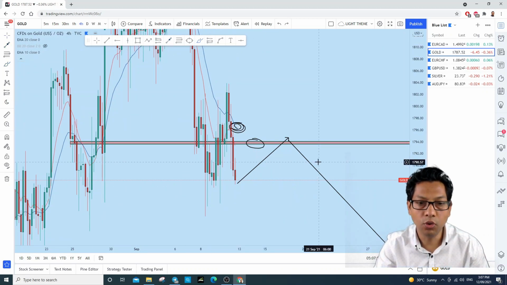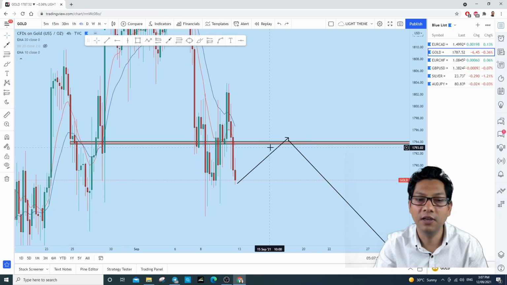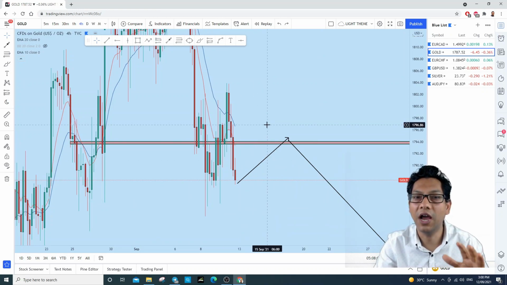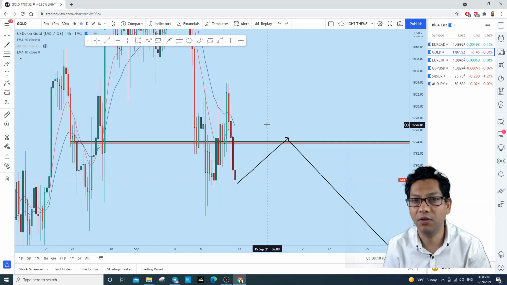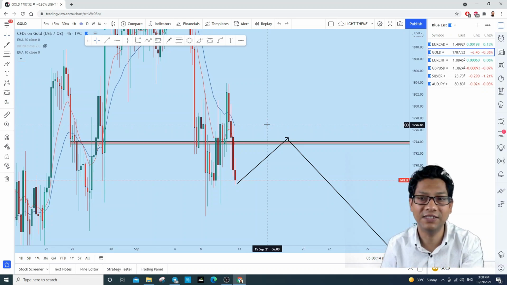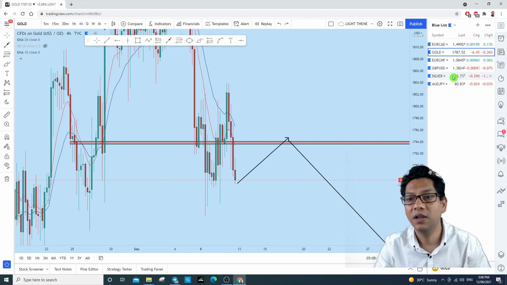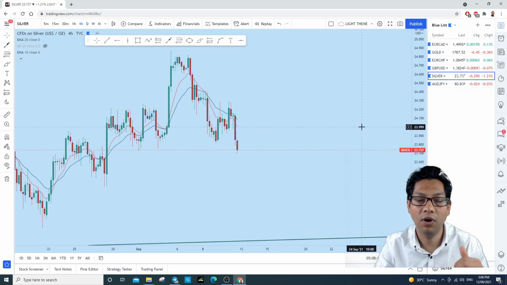So what we will be doing is waiting for price to travel a little bit up. At that point we will watch the price action pattern on the lower time frame to go short from here with a very good risk to reward ratio. Let's start silver, and then we will wrap up our analysis.